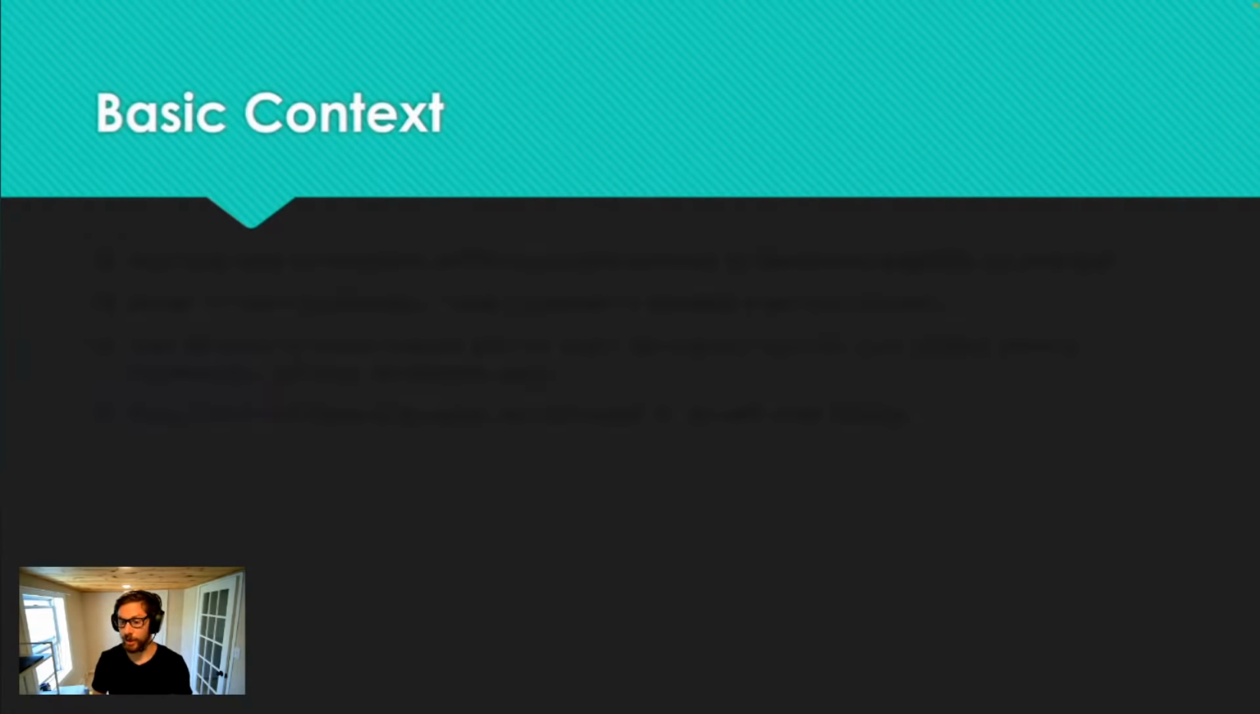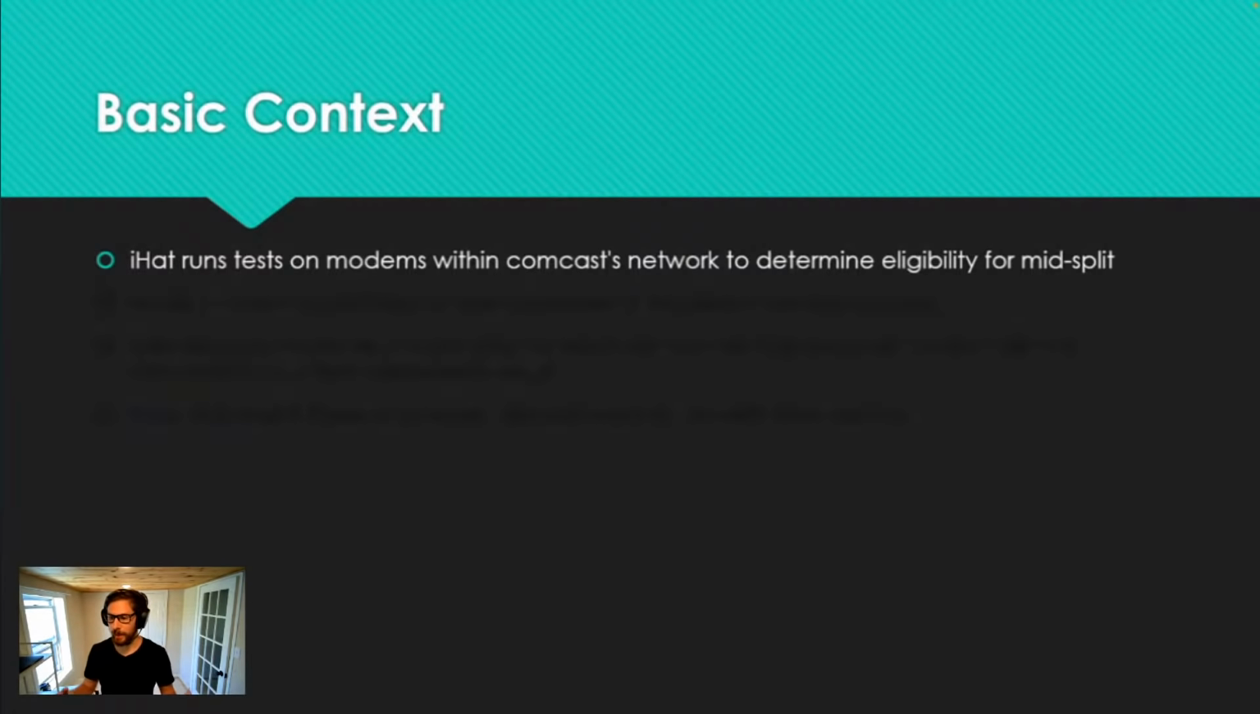We have a test called IHAT, In-Home Assessment Test, and we use this to run custom modems within the Comcast network, and maybe if you have Comcast, it's on your modem, to determine eligibility for something called mid-split. Mid-split is a configuration for the modem / node. We'll get to what the node is and /RPD later, but it allows us to expand the upstream spectrum, increasing your upload speeds basically. But this can have unintended consequences by interfering with your set-top box if you have one and your picture quality.